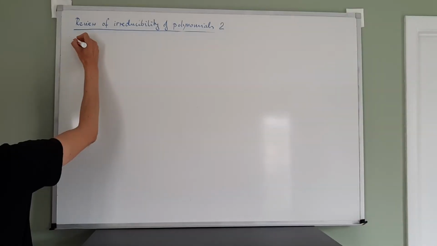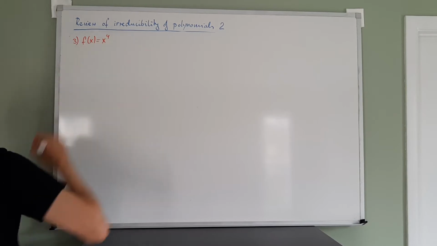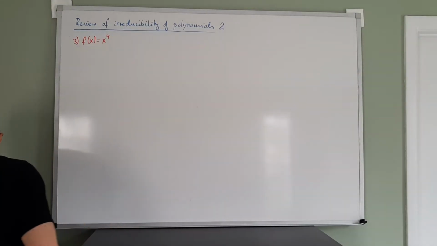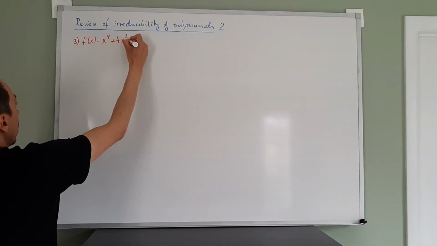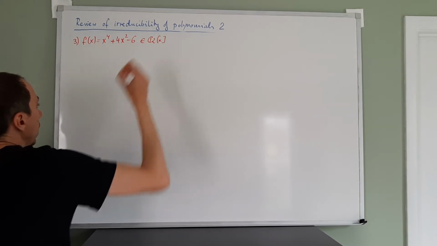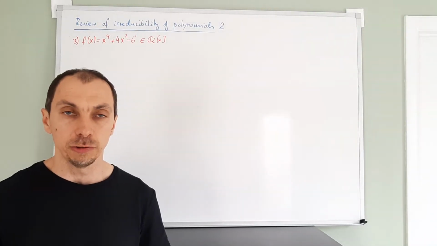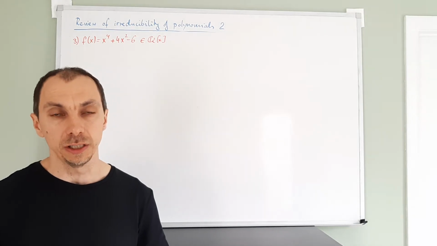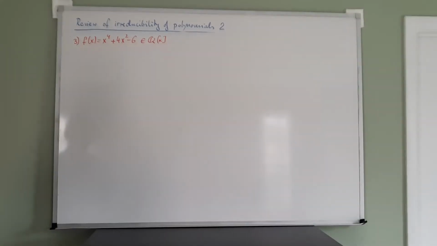Three x to the fourth plus 4x squared minus 6. It is again a polynomial with rational coefficients. And again, I suggest you pause the video now and try to factor it into irreducible factors over C, R, and Q by yourself. And let me now show you how to do this.